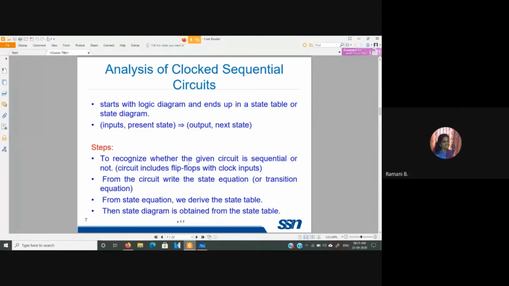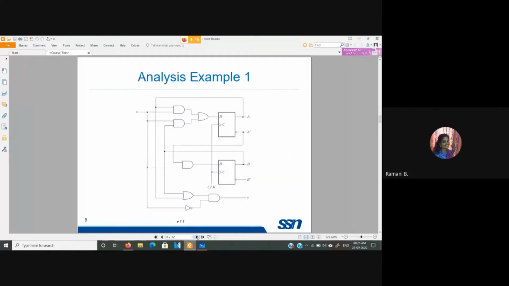Next, from the circuit, we write the state equation. The state equation is nothing but the next state equation. I was mentioning yesterday when we saw the flip-flops that the characteristic equation and the state equation are often used interchangeably. Then from the state equation, we derive the state table, which I will explain, and then we obtain the state diagram from this table. We shall see an example so that you get a better idea.